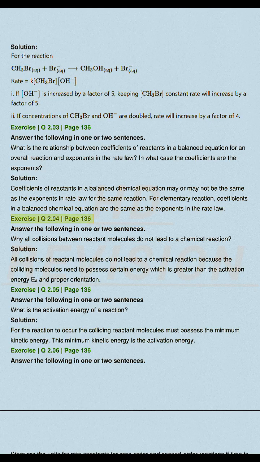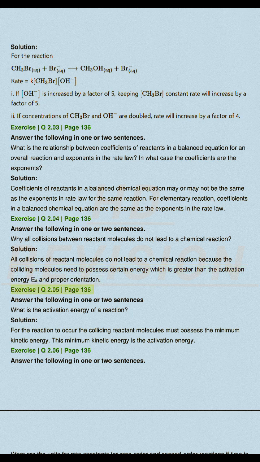Exercise Q 2.04, page 136. Answer the following in one or two sentences. Why do all collisions between reactant molecules not lead to a chemical reaction? Solution. All collisions of reactant molecules do not lead to a chemical reaction because the colliding molecules need to possess certain energy which is greater than the activation energy and proper orientation.